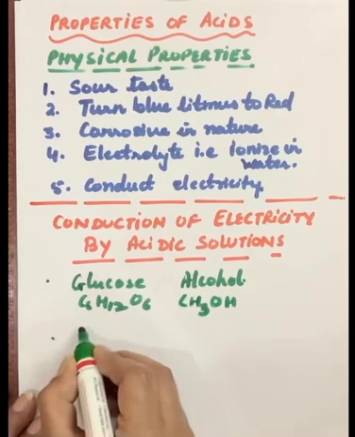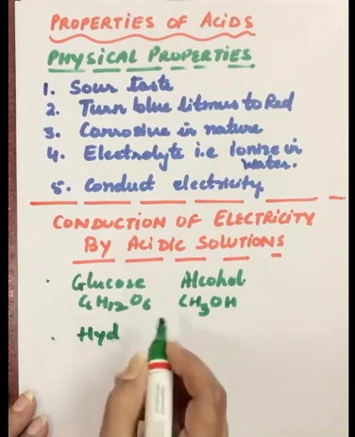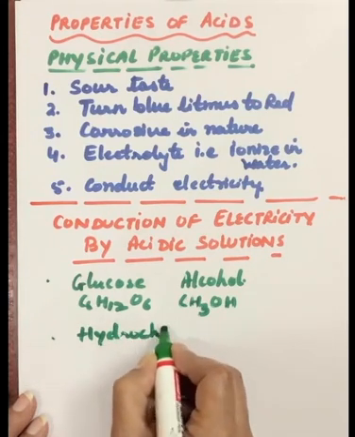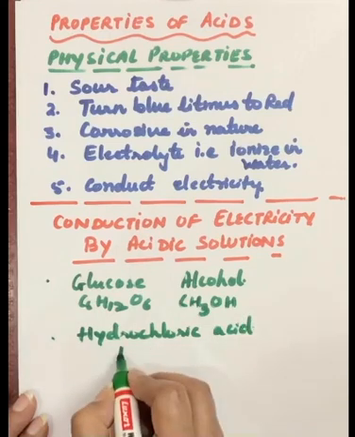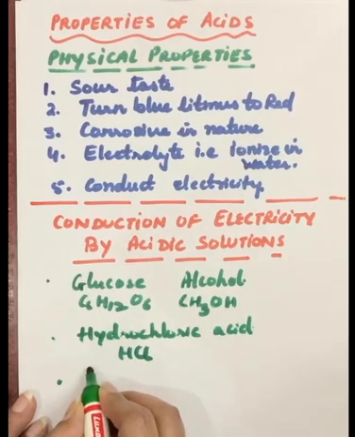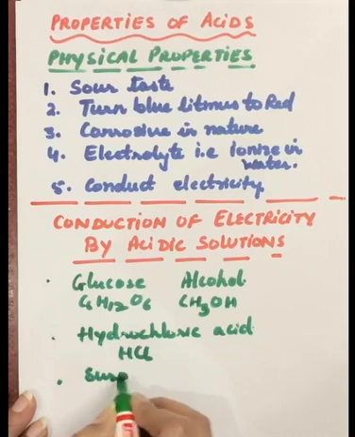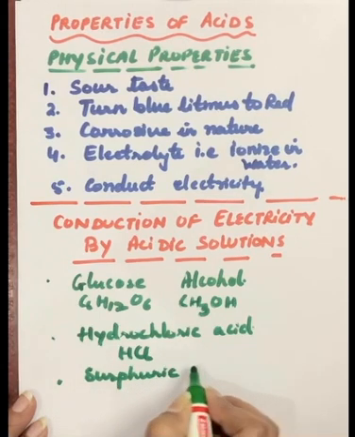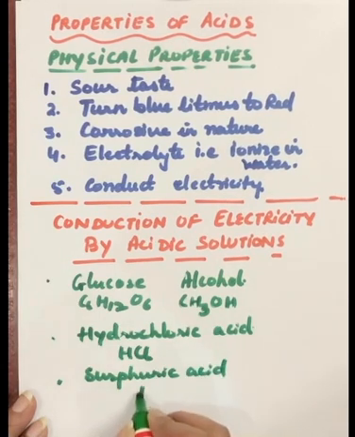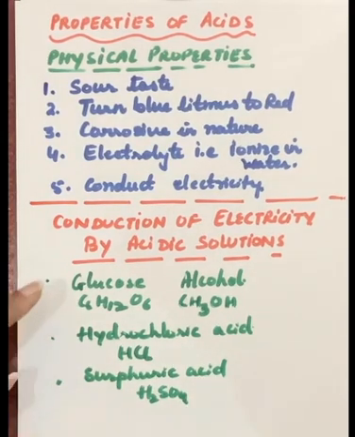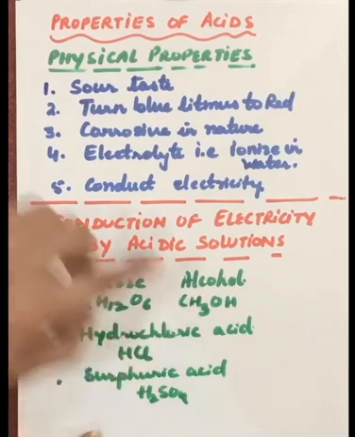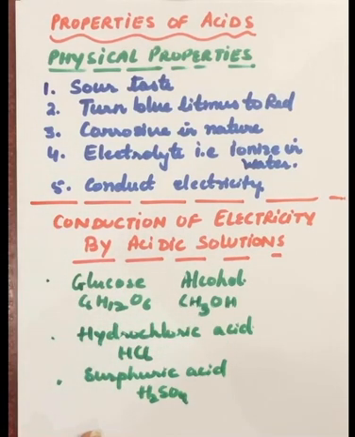The next example we will take is of hydrochloric acid, HCl. Next we are taking is sulfuric acid, H2SO4. So from this activity we will come to know whether the substance is acidic or not, though the hydrogen atoms are there in the formula, but are these hydrogen given out as H plus or not?